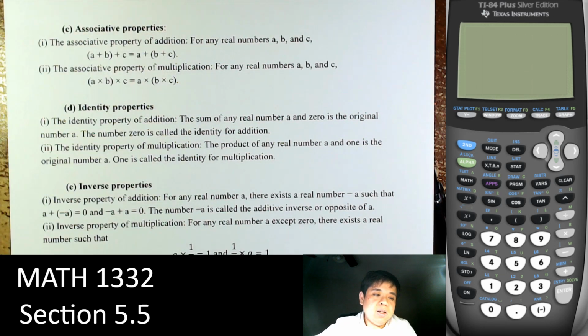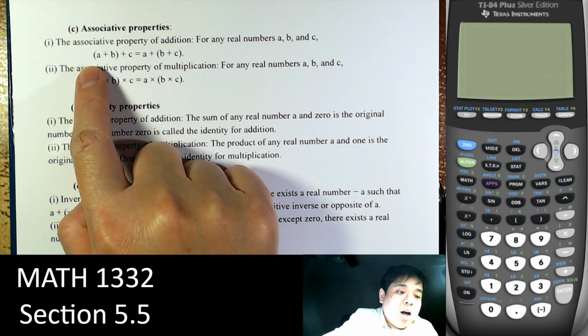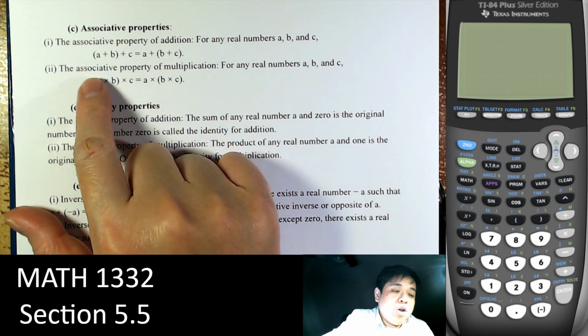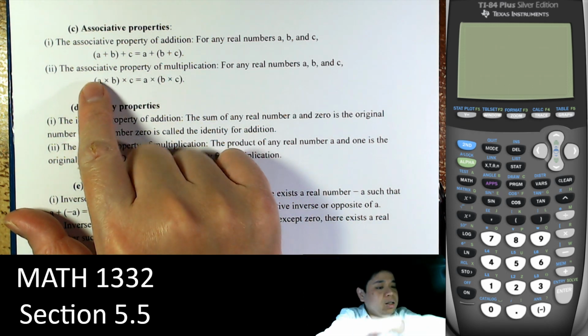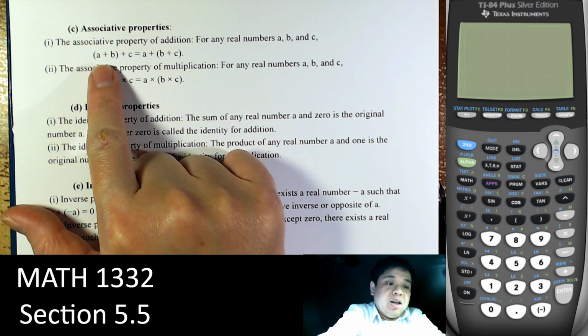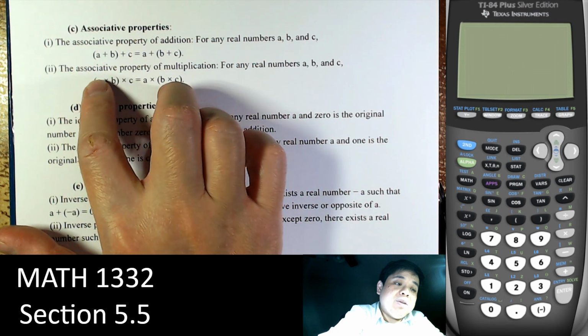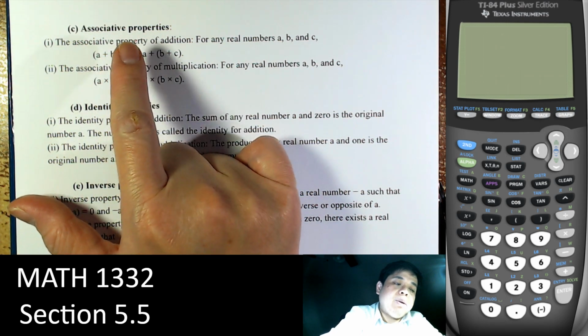Associative properties. So the order of the numbers A, B, C stays the same. The only difference here is we change the order we evaluate. This is A plus B first, then we do B plus C first. But either way, we have the same result. This is called associative properties.